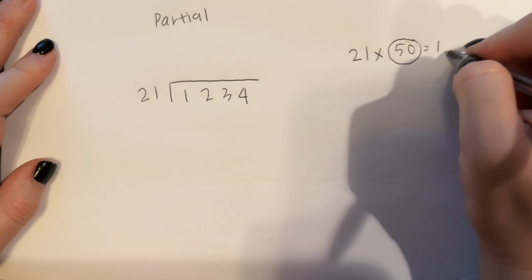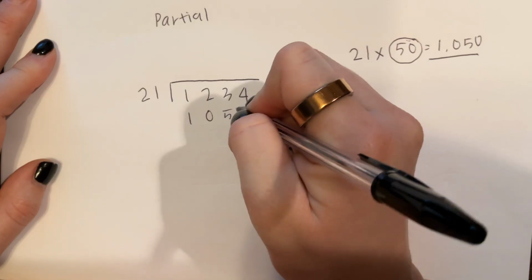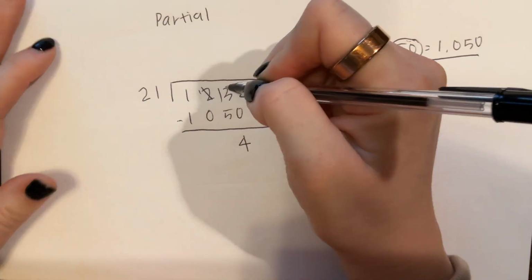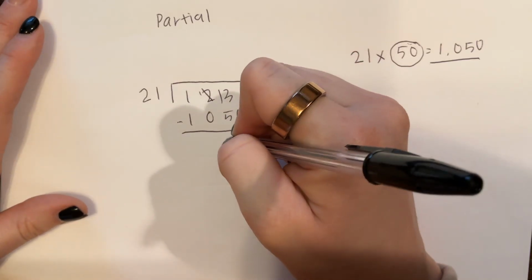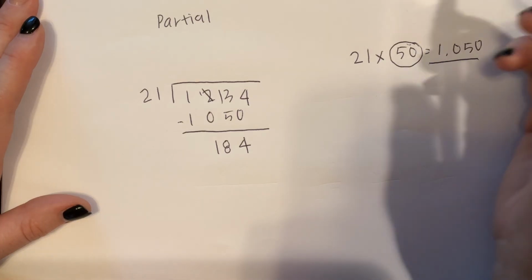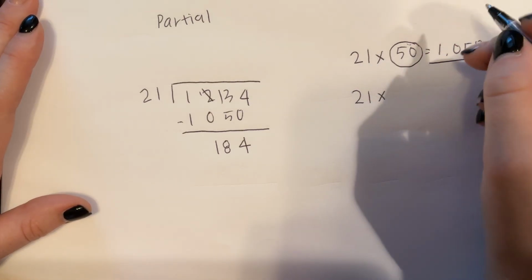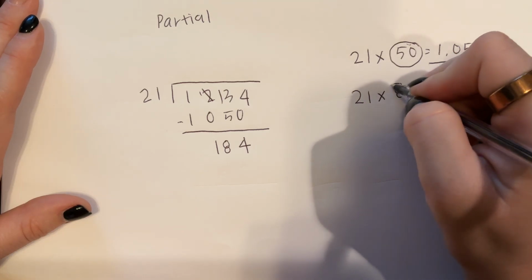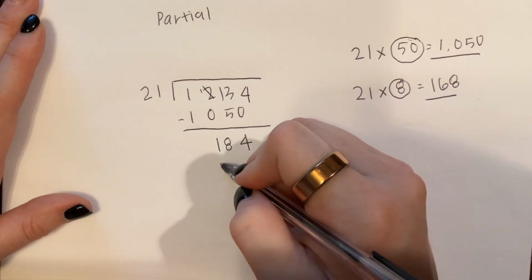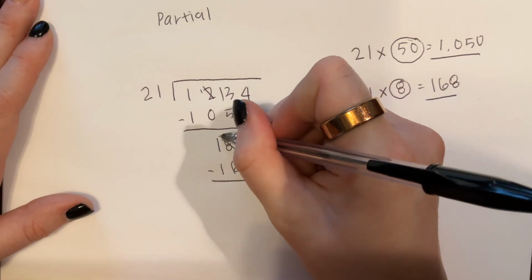21 times 50 is 1050. And we're going to take this number and we're going to write it underneath of here. You're going to go ahead and subtract. 13, 12, 11, 10, 9, 8. Now we're trying to see how many times 21 can go into 184. So from our previous method, we know that 21 times 8, make sure to circle that, is 168. And we're going to take this and we're going to write it underneath of here. You're going to go ahead and subtract.